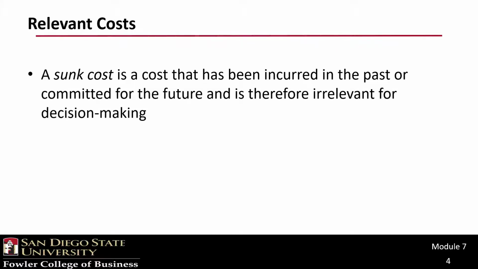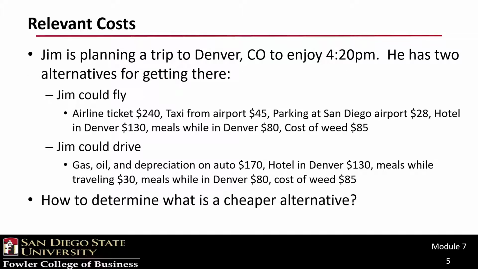Okay, so with that in mind, Jim is planning a trip to Denver. And this example is a little old, I won't lie to you. He doesn't need to go to Denver anymore. He can stay right here in California if he so chooses. But he's going to Denver to enjoy 420 on 420. So he has two alternatives for getting there.